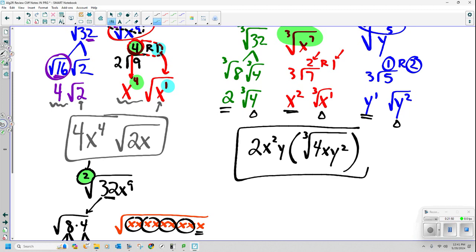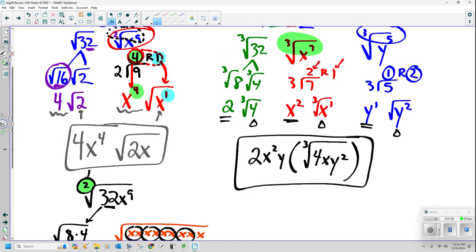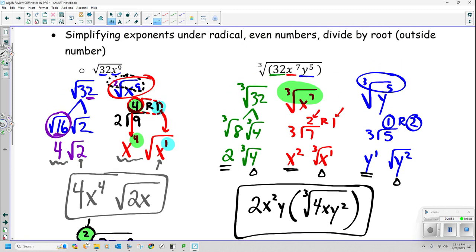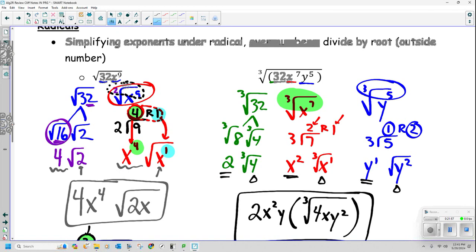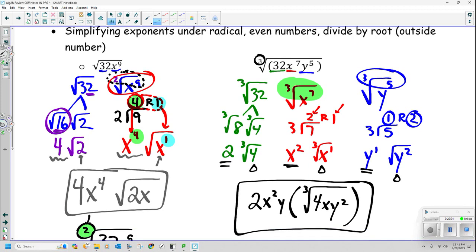Now, you could do the same little piggy prime factorization with this, but instead of taking groups of 2, you would have to take groups of 3 out. Okay?